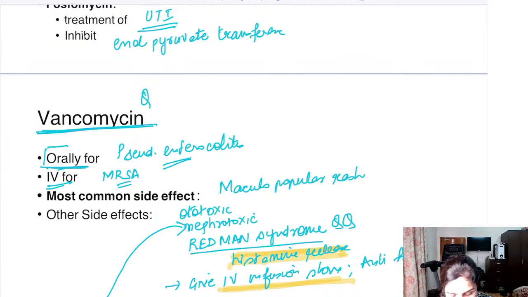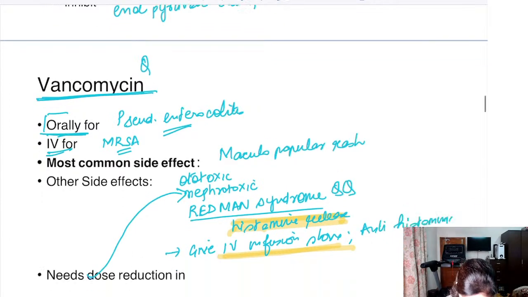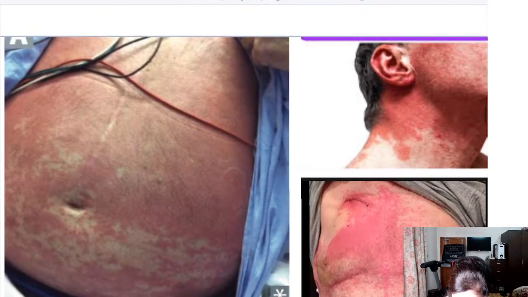ठीक है, now अब ये red man syndrome के around either the question can be directly, which is highly unlikely, कई बार directly नहीं भी पूछते हैं, so they can show you a picture of a red man syndrome. These are 2-3 pictures I could gather for the red man syndrome.